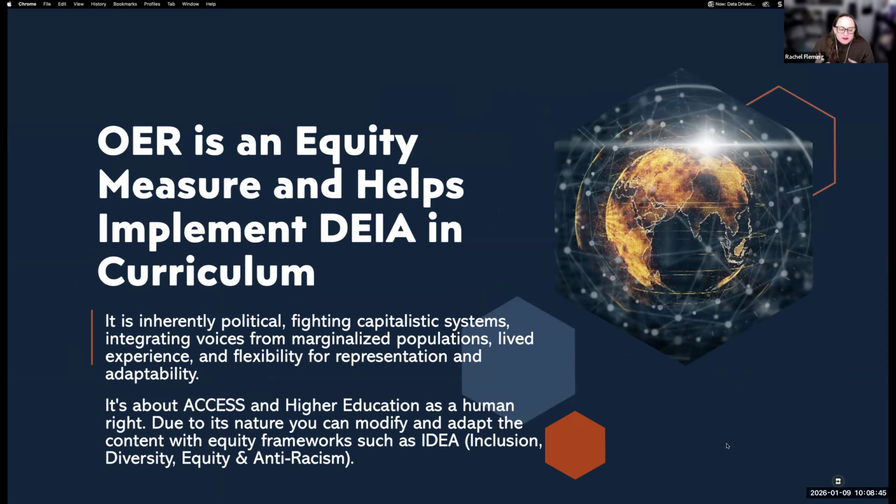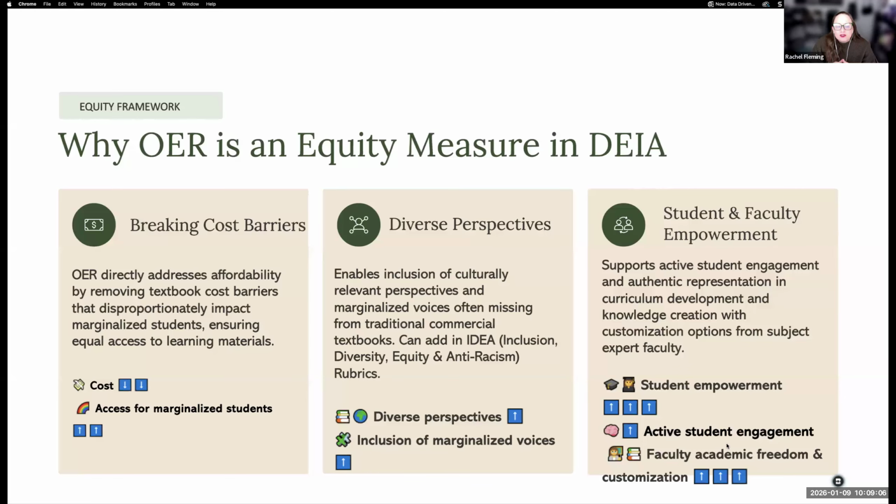So due to this, and due to the fact that you could put an equity framework on it, you can actually run the ASCCC OERI IDEA, which is the Inclusion, Diversity, Equity, and Anti-Racism rubric, on an OER and then modify it in a way that you couldn't for a paid publisher textbook. So this is one of the main ways that I like to do research on OER, is looking through the equity measures. So really you're looking at three big pots of content.